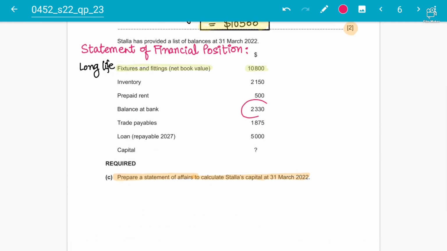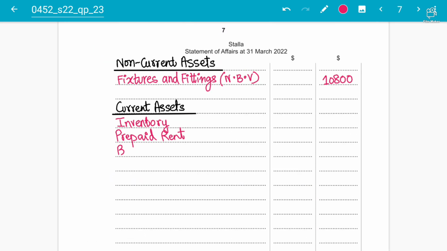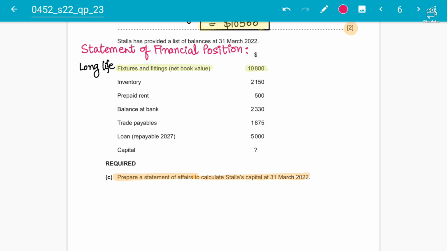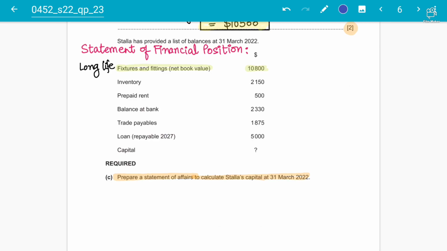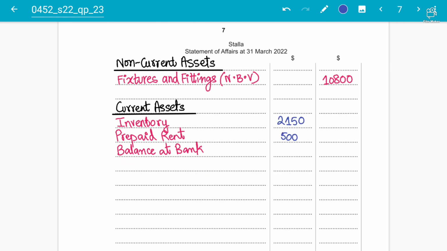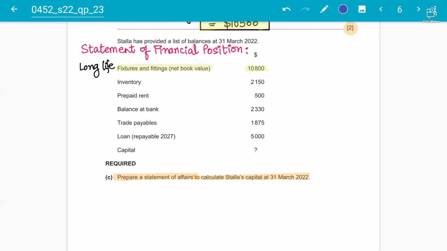And balance at bank was also positive, because these are closing balances, we are going to write it down, so balance at bank will also be positive here. So here we go, students. It is 2150 there, and prepaid rent we got as 500, and 2330 as the balance at bank. Okay, and then do you have any other item?